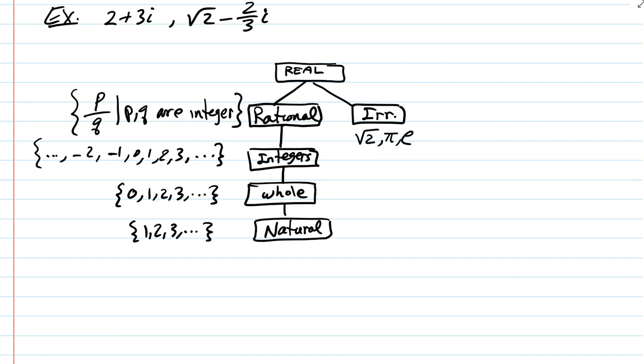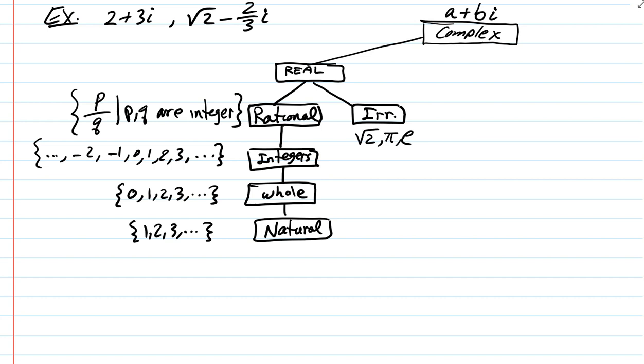Now, you knew about this already. So let's extend this now to the set of what we call complex numbers. Here at the top of the food chain, we have complex numbers that are in the form a plus bi, binomial numbers.